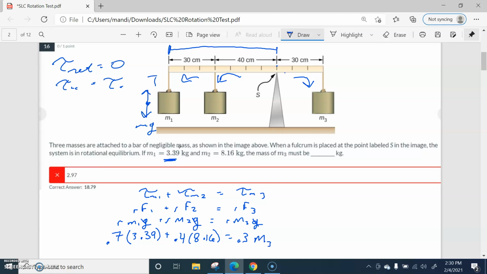So 0.7 times 3.39 plus 0.4 times 8.12 divided by 0.3. I got 18.79. 18.79 kilograms. So that's how you do torque problems.